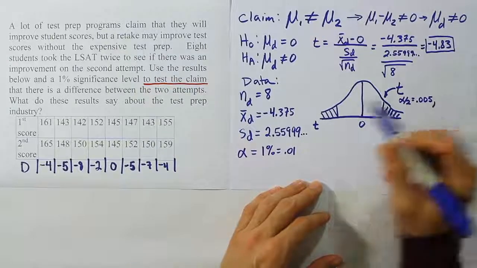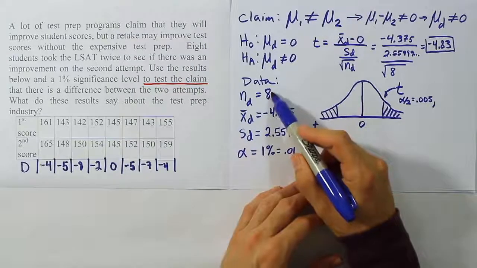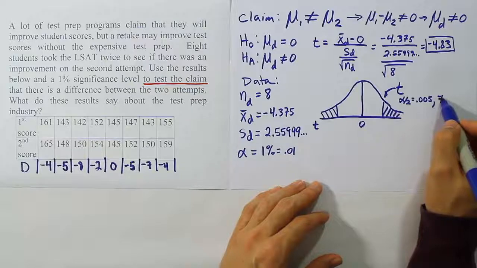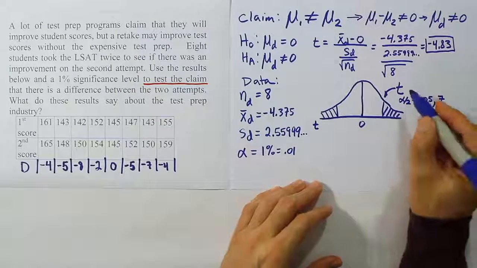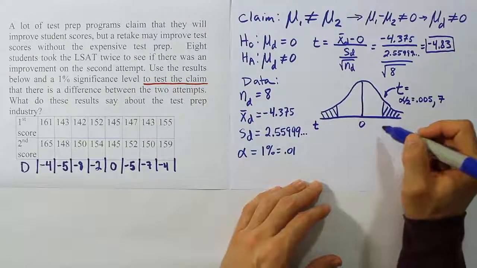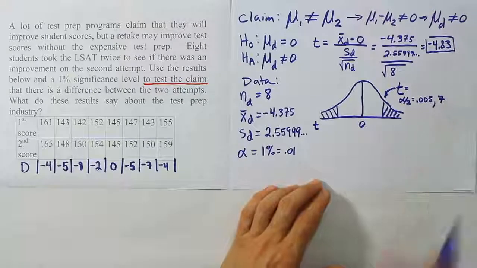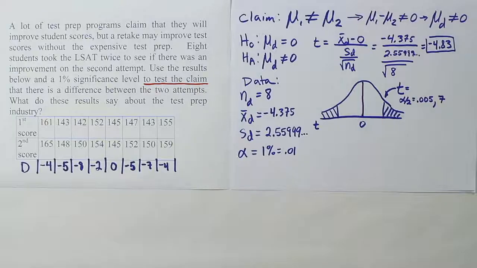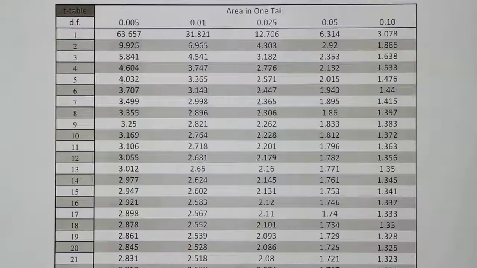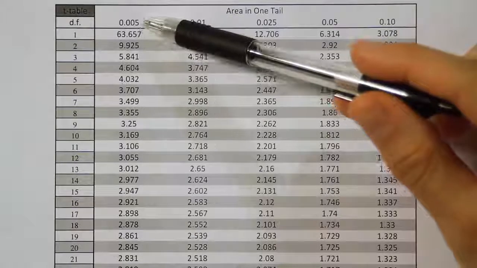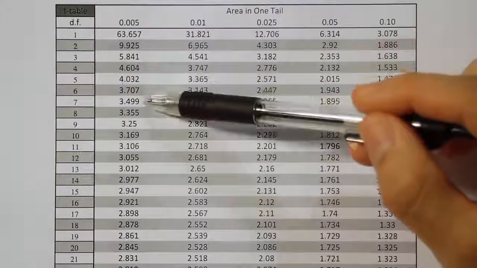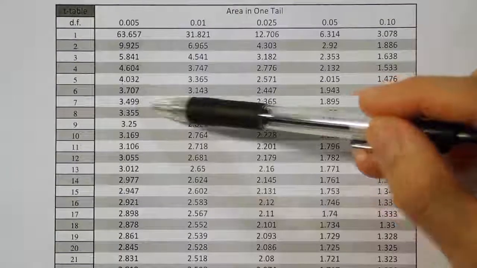And then the degrees of freedom is just going to be this guy, the n value minus 1, which will be 7, okay? So we're going to look that up on our chart and figure out what our critical value is. So let's go to the chart, look in the 0.005 column, and look at degrees of freedom 7 to determine the appropriate critical value. Okay, so we're looking at 0.005 with 7 degrees of freedom. The answer is 3.499.